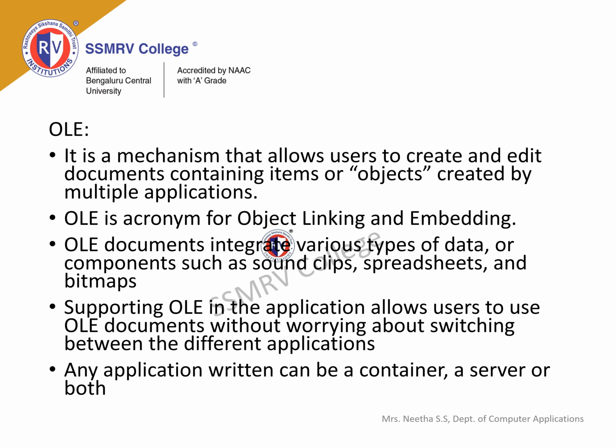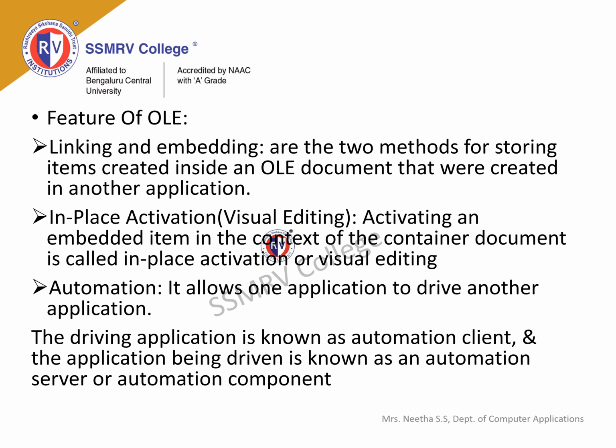We have different features of OLE. We have link. Linking and embedding are the two methods for storing items inside an object linking and embedding document that were created in another application. So what is visual editing? We also call it in-place activation. Activating an embedded item in the context of the container document is called in-place activation or visual editing.